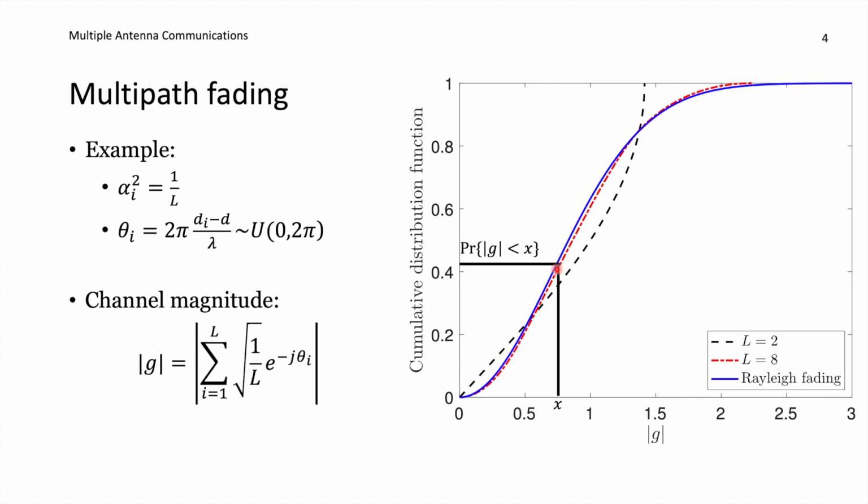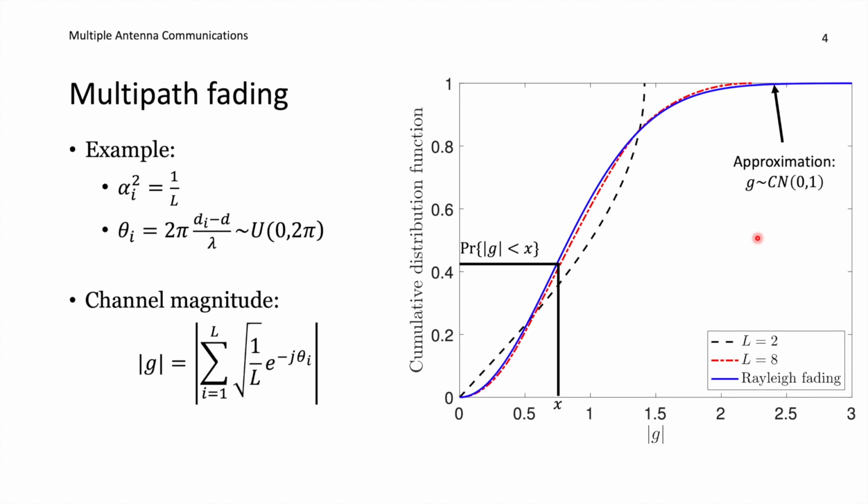So when we have at least 8 paths, well then it seems that the channel magnitude has a distribution that is very similar to what I called Rayleigh fading. And what is that? Well, that is if you let G be complex Gaussian distributed with zero mean and a variance that in this case is 1 because of the normalization that we're having, and then the absolute value of G has what is called the Rayleigh distribution.